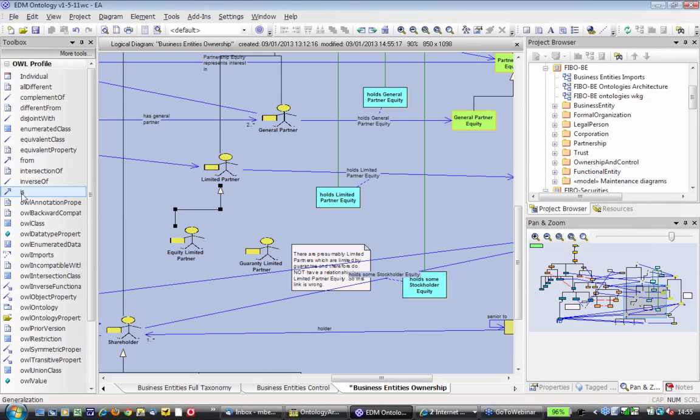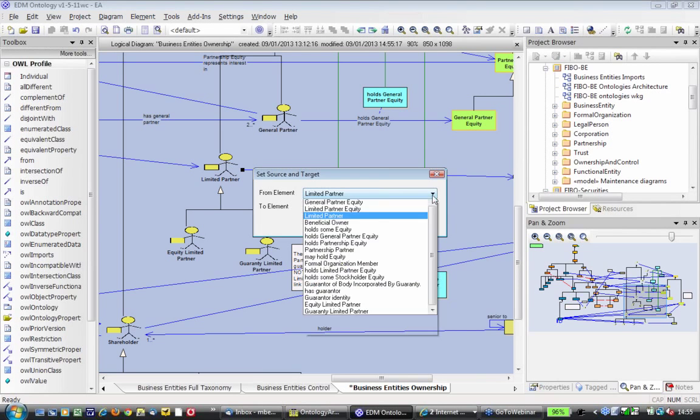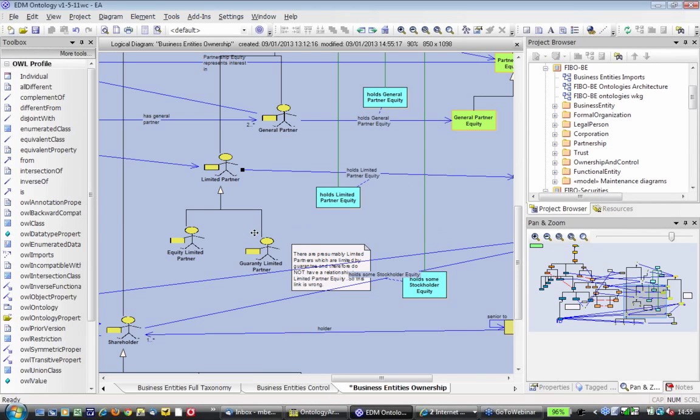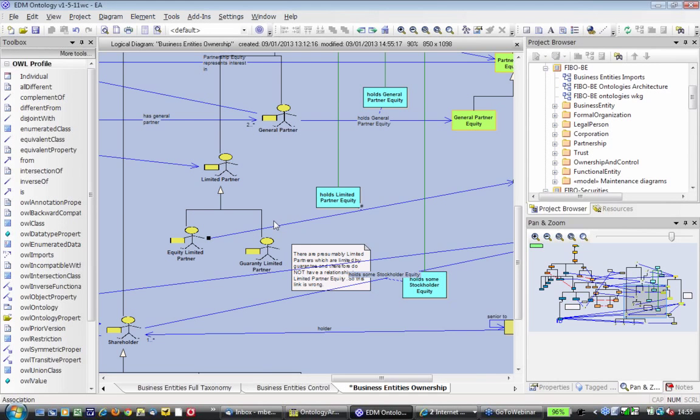Sure thing. Let me just put this other fellow in here. Guarantee limited partner. Feel free to undo this later, but you see where I'm going with this. Clearly, with what we put on last time, we can now correct this so that limited partner equity is held only by the equity limited partner, and suddenly that error is no longer an error.